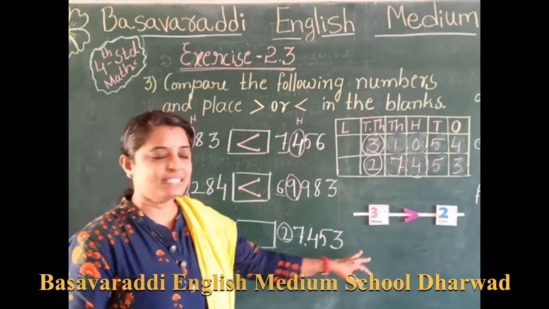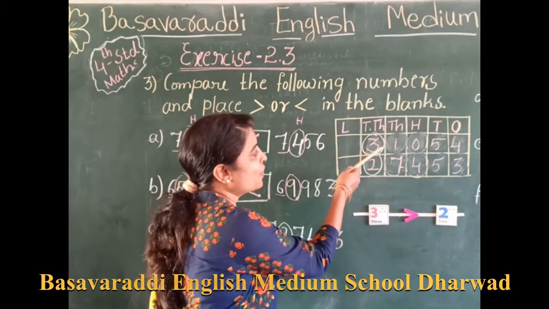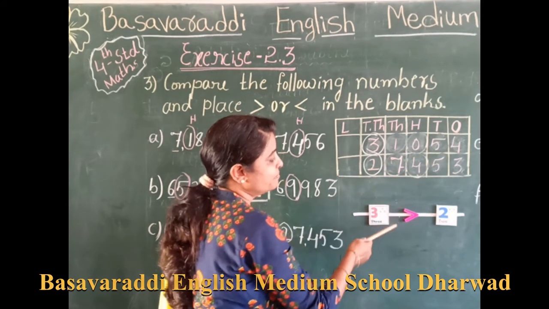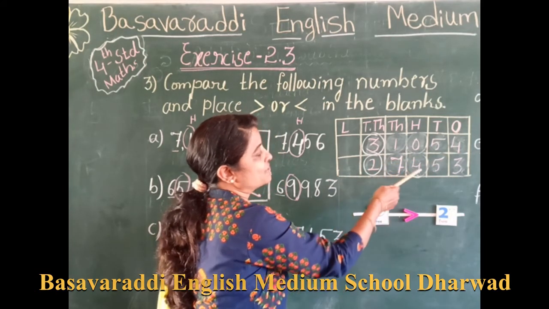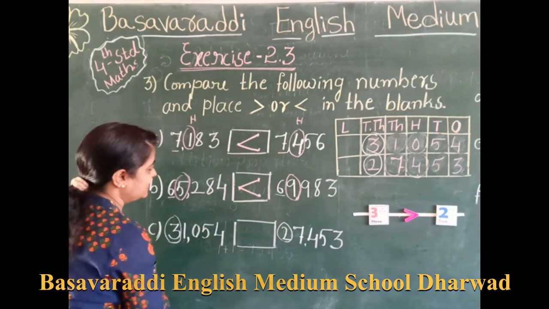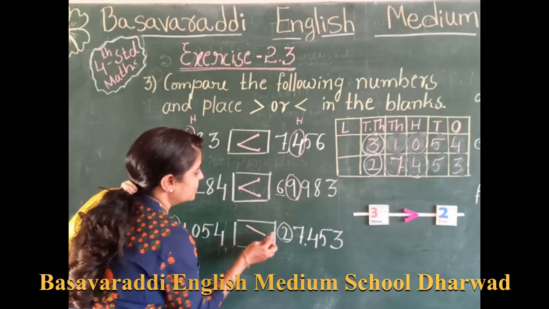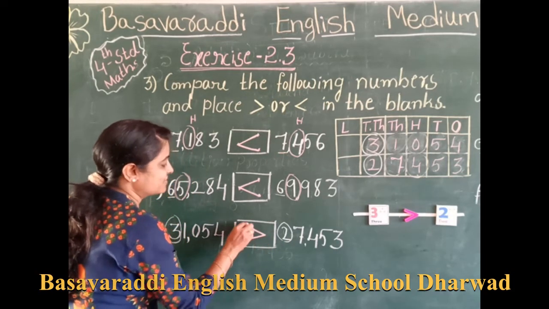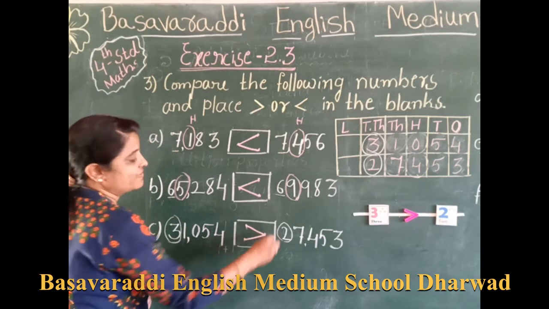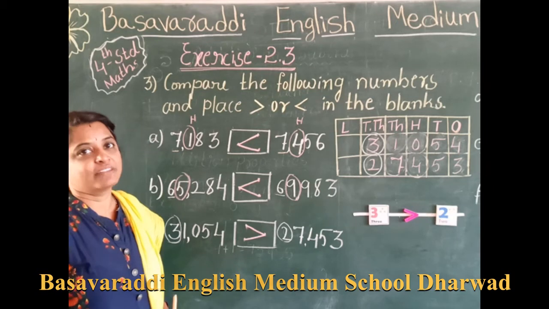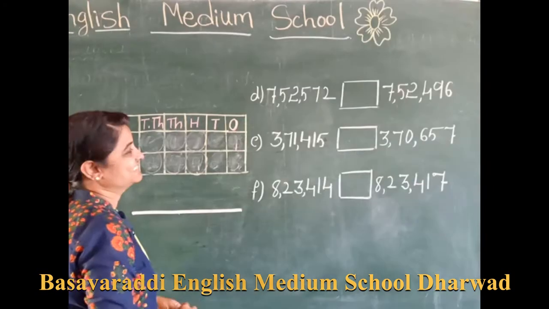Same thing we are reading here also. 31,054 is bigger than 27,453. Yes. Then here we have to put the bigger than sign, because we are comparing the first one, the 10,000 place only. Okay, then we will move to the next one.